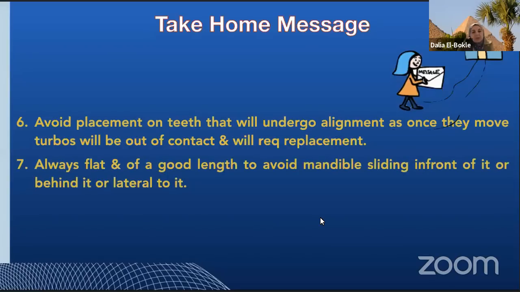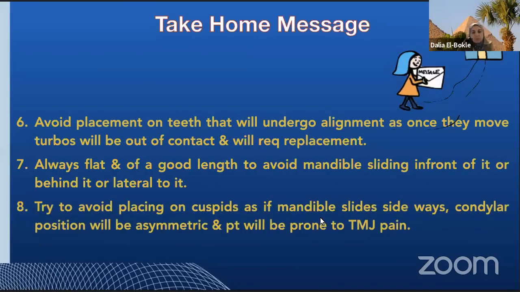But try to place flat turbos most of the time, unless you are trying to achieve class 2 or class 3 correction or a scissor bite correction. Try to place them of an adequate length or extension to avoid the mandible sliding backwards or forwards on the bite turbo. Try to avoid placing them on the cuspids if the mandible can slide sideways.